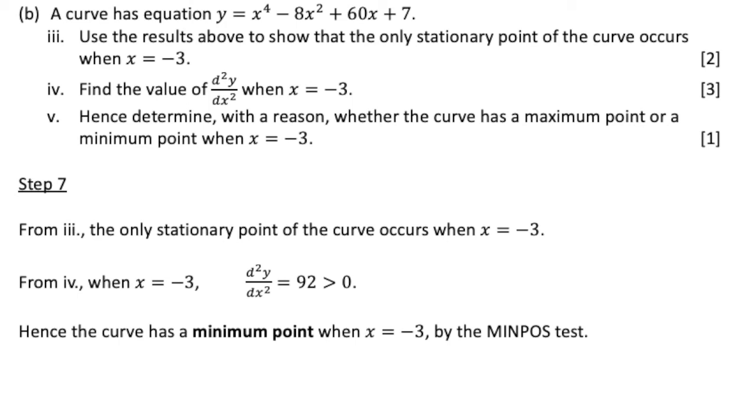This is sometimes called the min-pos test. Apologies if you hadn't heard that term before. I do come across quite a few students who claim not to have heard that. Second derivative positive means the stationary point is a minimum point. If the second derivative were negative at the stationary point, then the stationary point would be a maximum point. But that's it. We've worked our way through carefully each of the steps in the question.